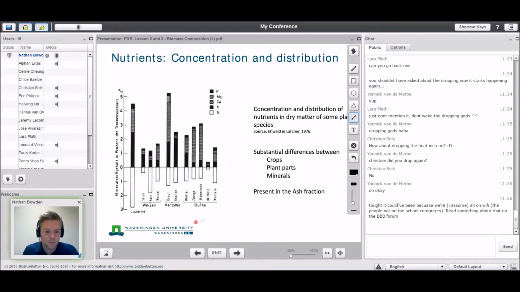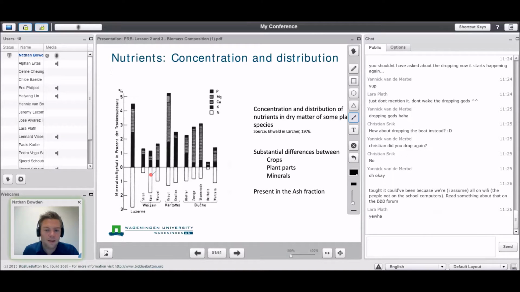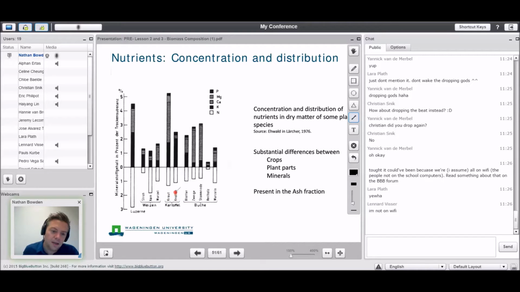Again, this is in German. So this is lucerne grass. This is straw, seed, and root of wheat. This is the plant part of the potato, and this is the root of the potato. And here, of the green leaves, we have the leaf.